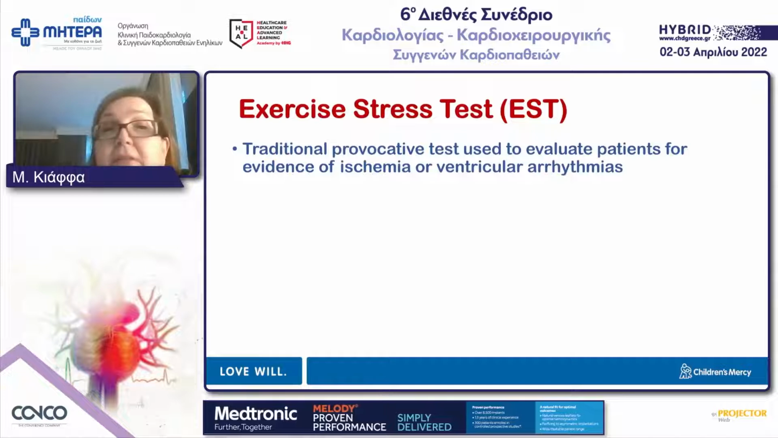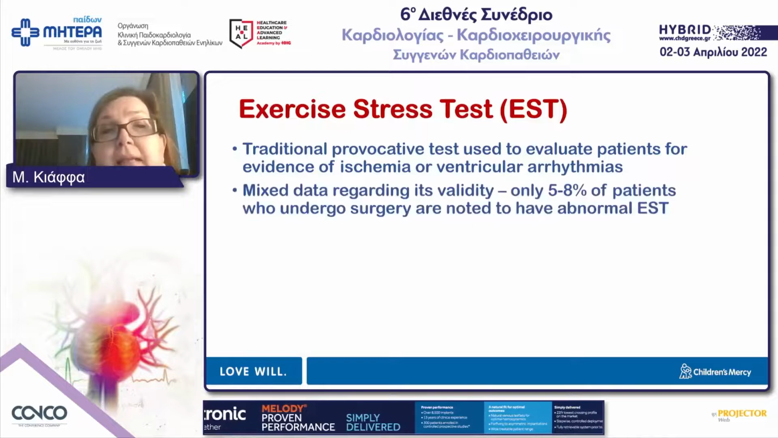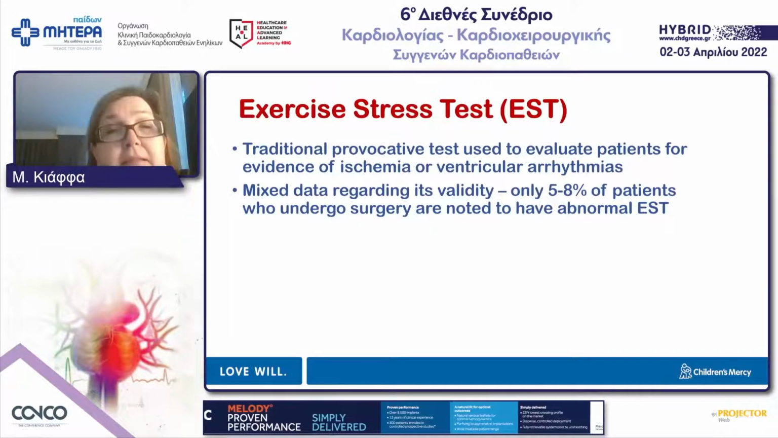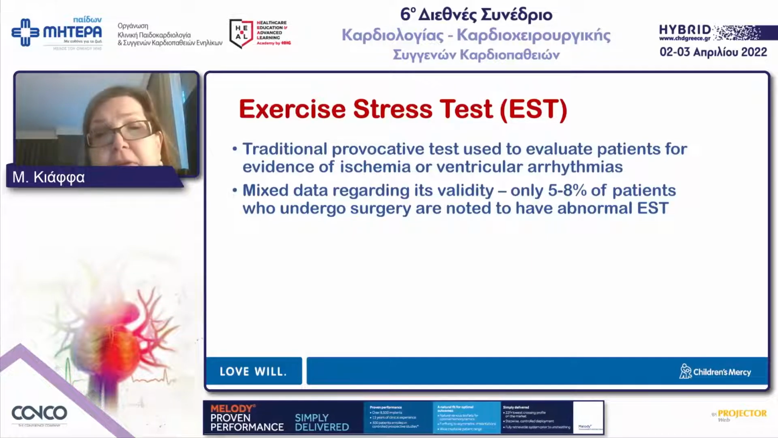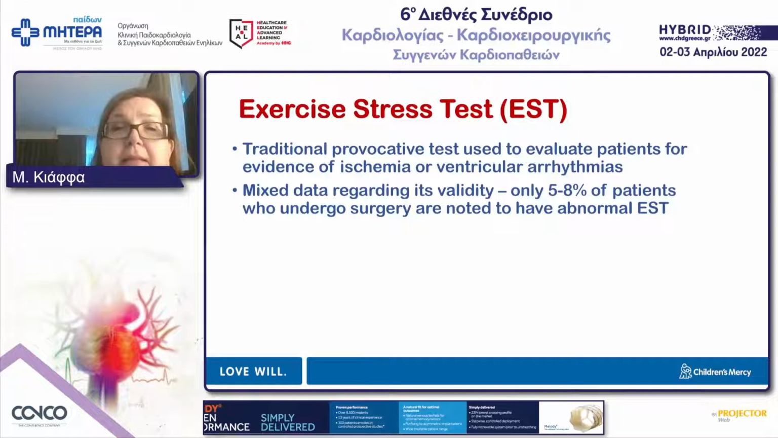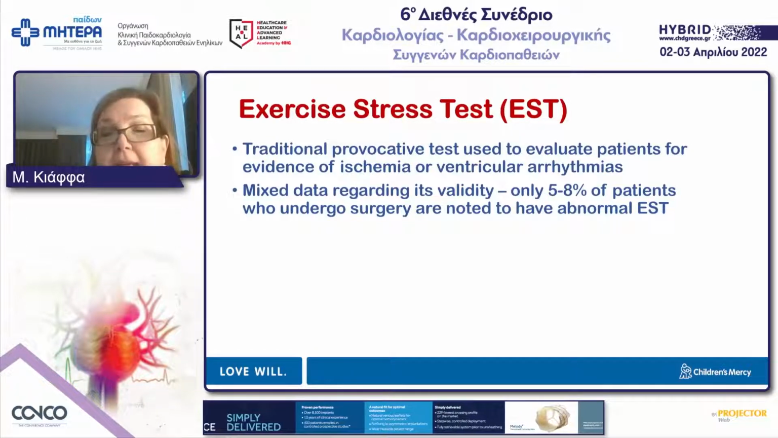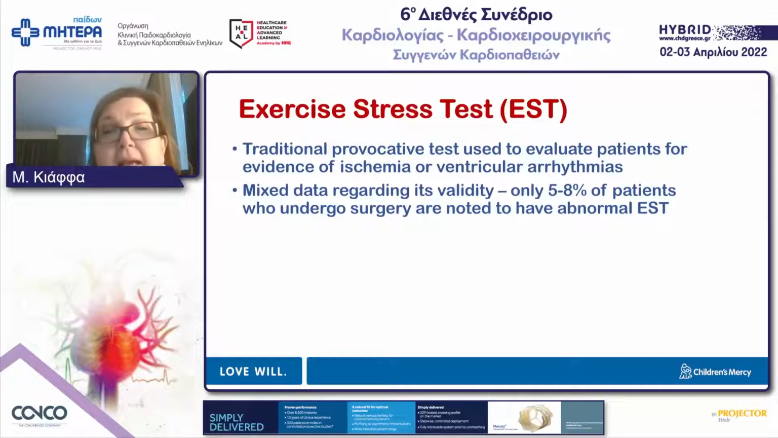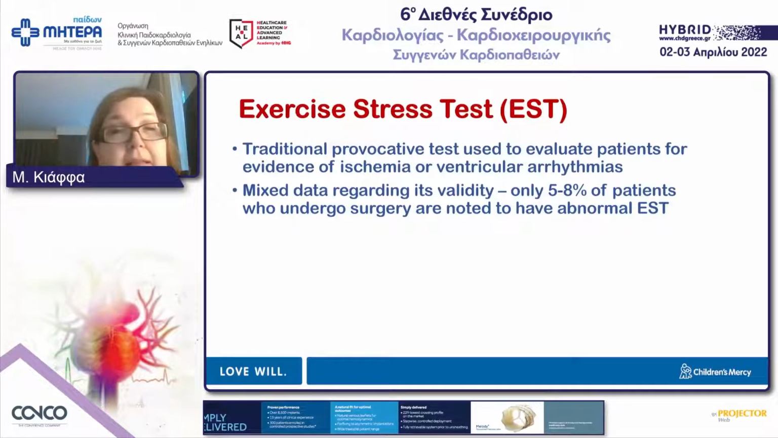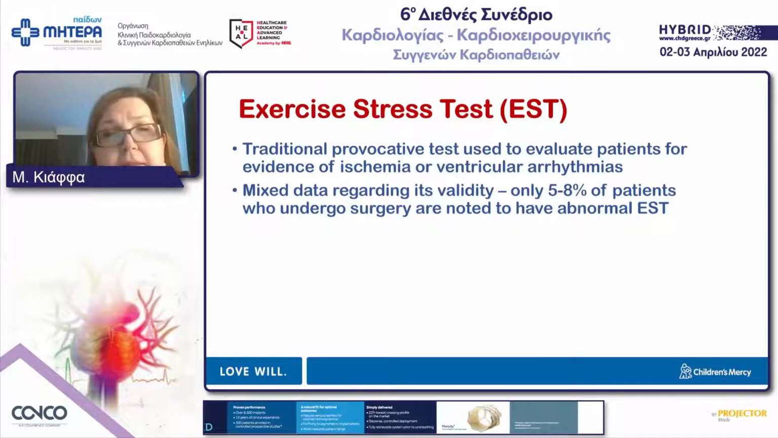Exercise testing is a traditional test that is used to evaluate patients for evidence of ischemia or ventricular arrhythmias. But unfortunately, there are mixed data regarding its validity. Texas Children's Hospital, one of the pioneers in studying this disease, reports only a 5 to 8% positivity in patients who undergo surgery. But nonetheless, even if a negative exercise stress test doesn't mean a lot, a positive one does. So it is always included in the evaluation.